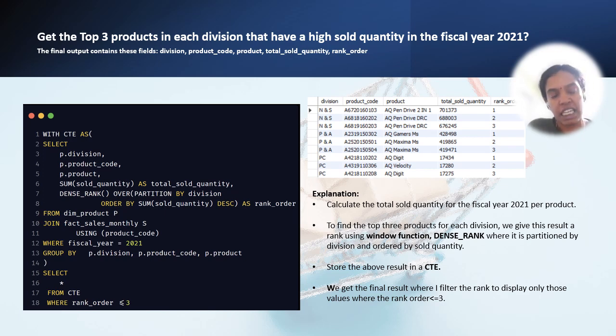Get the top 3 products in each division that have a high sold quantity in the fiscal year 2021. To get the top 3 products for each division, we need to rank the products based on the sold quantity and group by the division. That is done in the first part, and I have used dense rank because dense rank gives consecutive numbers for each rank. I have used the window function dense rank here, and then the result is stored in a CTE. To find the top 3, I have used that CTE and filtered the result to give only the top 3 ranks for each division.